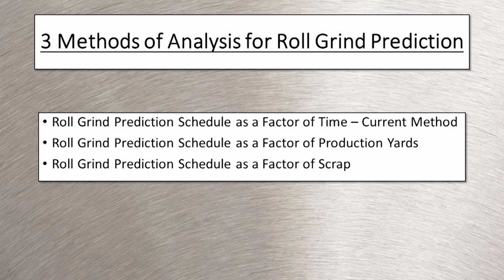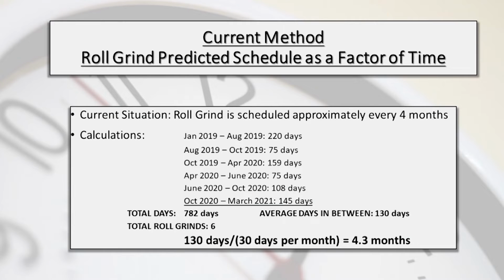Thank you, Darius. Today we'll be talking about the 3 methods that we use to analyze when we need to schedule a roll grind: time, production yards, and scrap. I will be talking first about it as a factor of time, which is our current method, and it's not incredibly precise, but it does have its advantages.